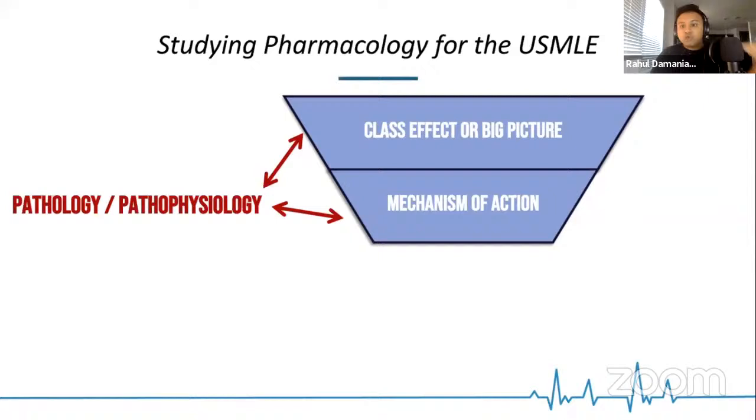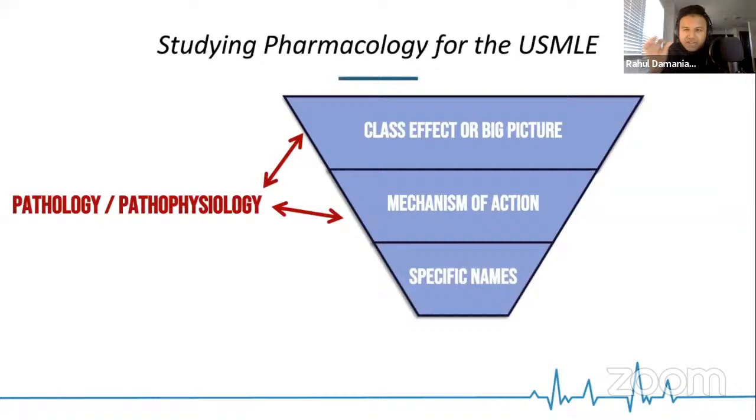Finally, we'll get into the specific names, the actual drug names that you need to know, and then the relevant side effects, which come up on the USMLE. Again, the focus here is going to be how can I apply the concepts? And most importantly, how can I study pharmacology and pathophysiology at the same time?